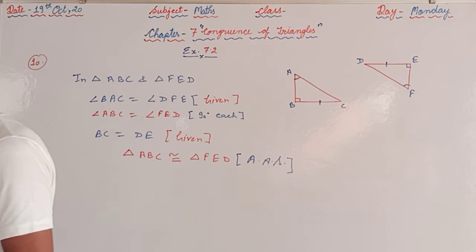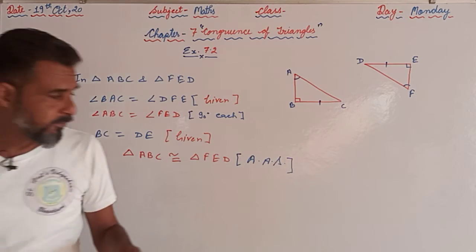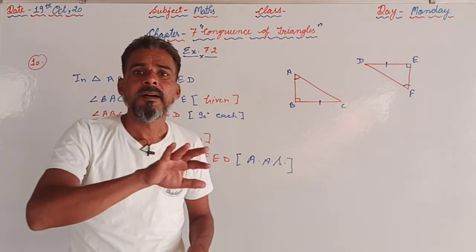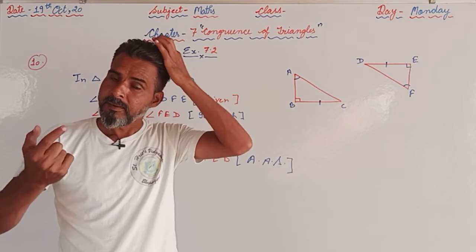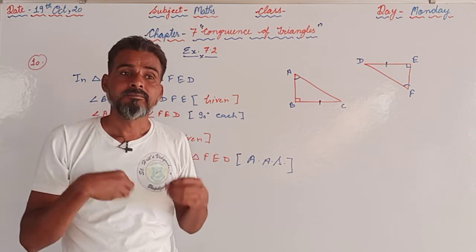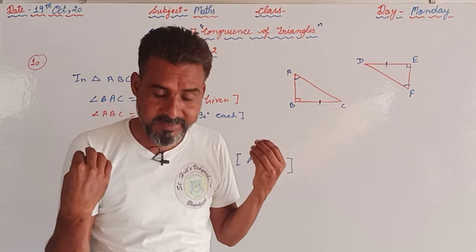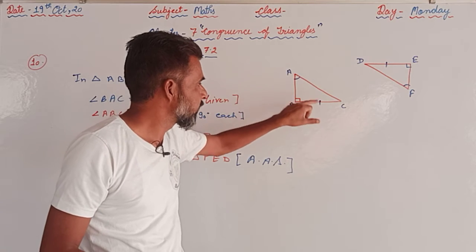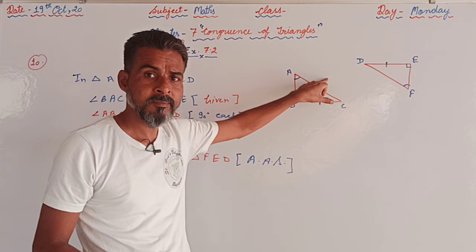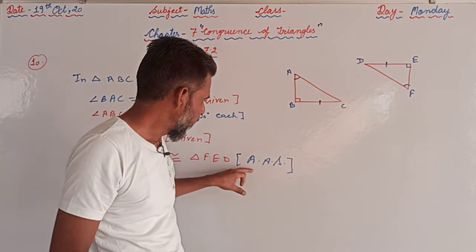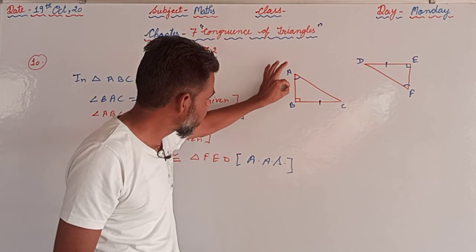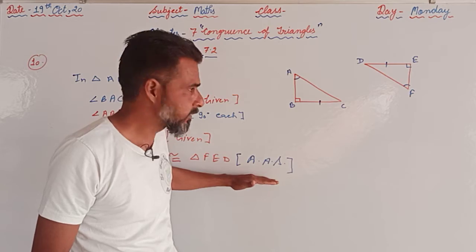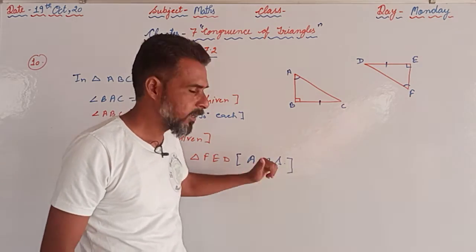Now after this, the fourth one is angle, angle, side, which we have used in this question. If 2 angles are equal and any of the sides except the included one is equal, either this or this, then we can say angle, angle, side. If the included side is equal, then we say angle, side, angle. Here the excluded side is there, so that will be angle, angle, side.